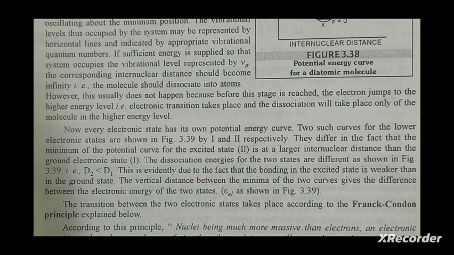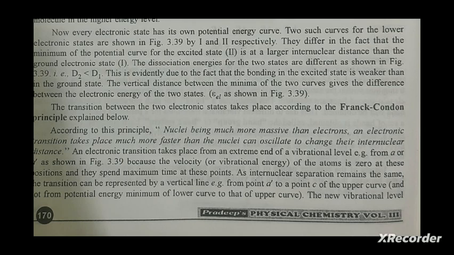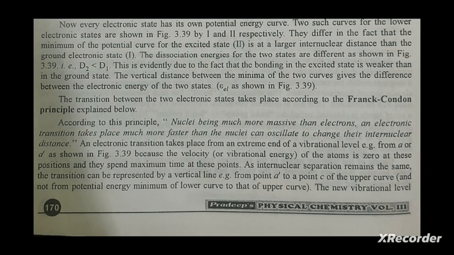The transition between two electronic states takes place according to the Franck-Condon principle explained below. According to this principle, nuclei being much more massive than electrons, an electronic transition takes place much faster than the nuclei can oscillate to change their internuclear distance. An electronic transition takes place from an extreme end of a vibrational level, from A or A dash as shown in figure 3.39. Because of zero velocity, the vibrational energy of the atom is zero at this position and they spend maximum time at this position.